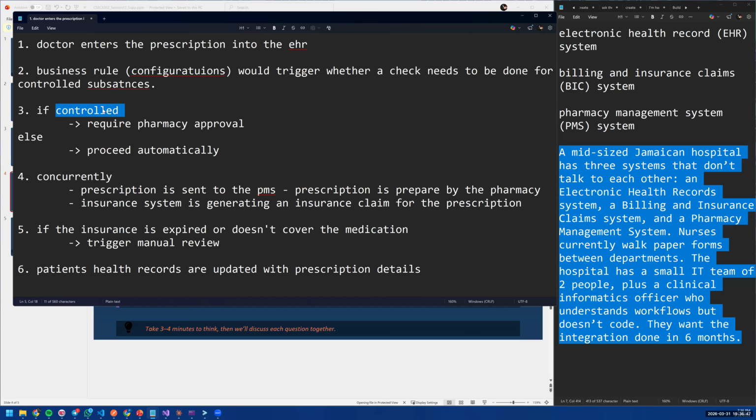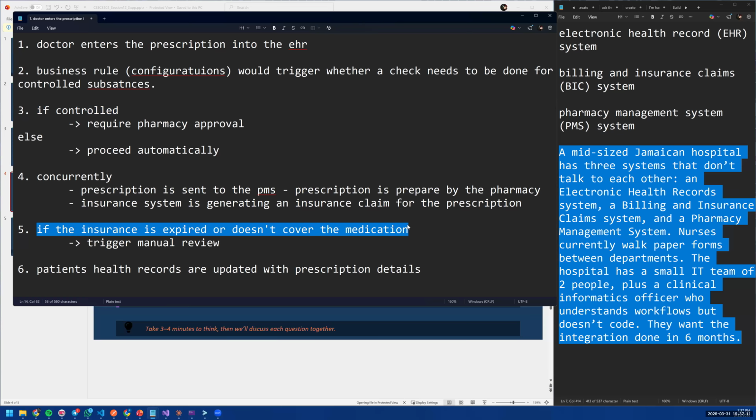You have somebody outside of the system take a look at the prescription to make sure that the medicine being prescribed is going to a person who actually needs it, and that the dosage makes sense in this particular scenario. Yeah. So this would be an example of a configuration or business rule.